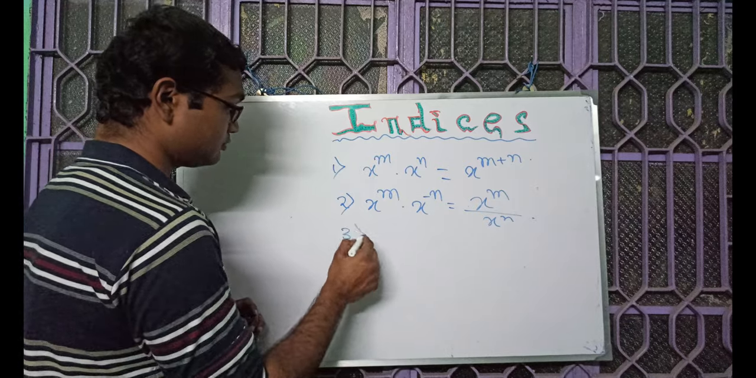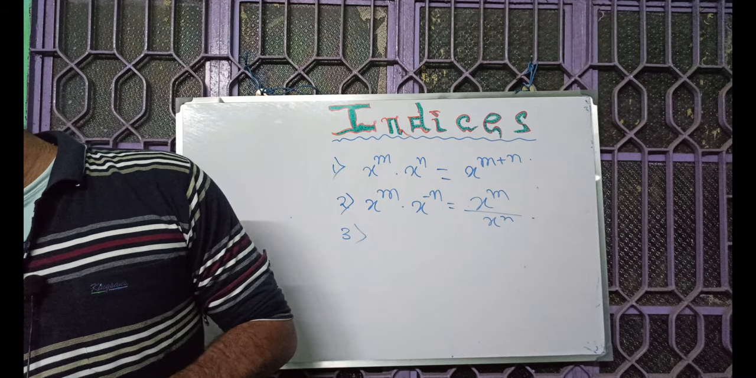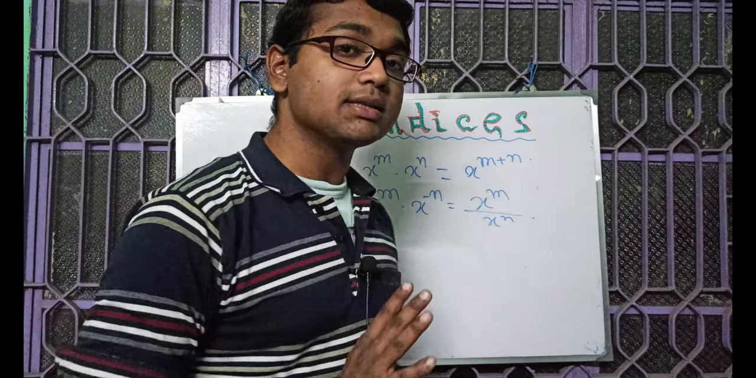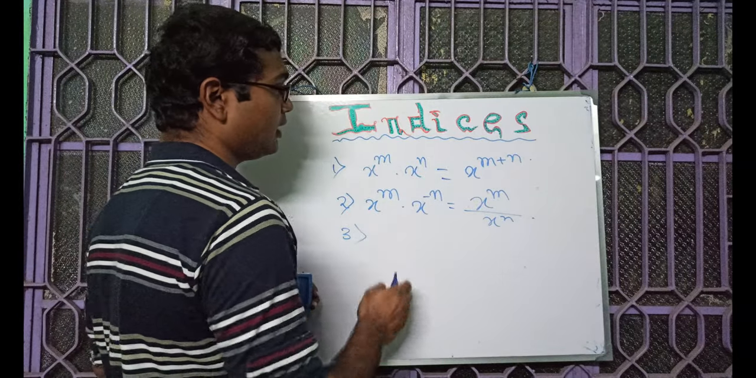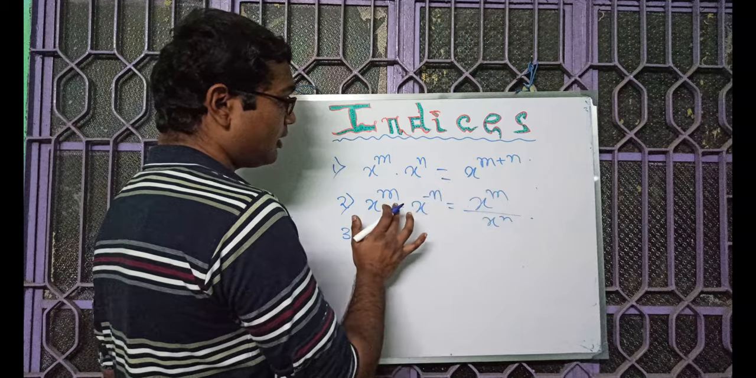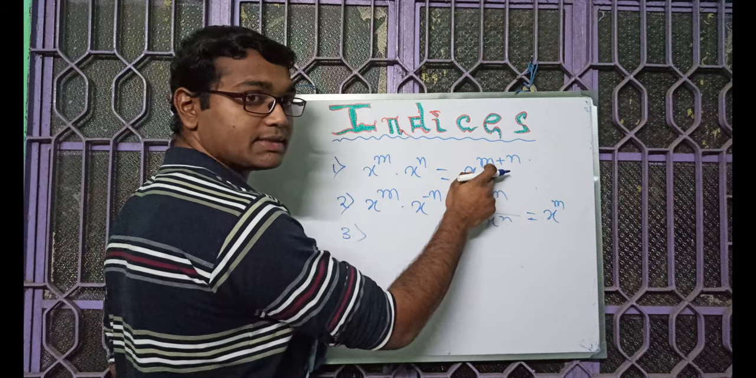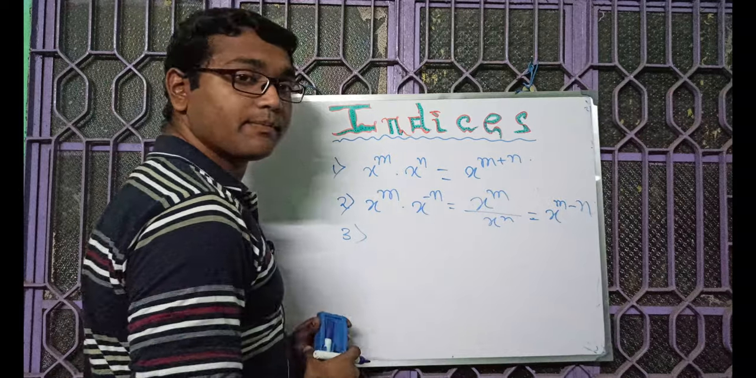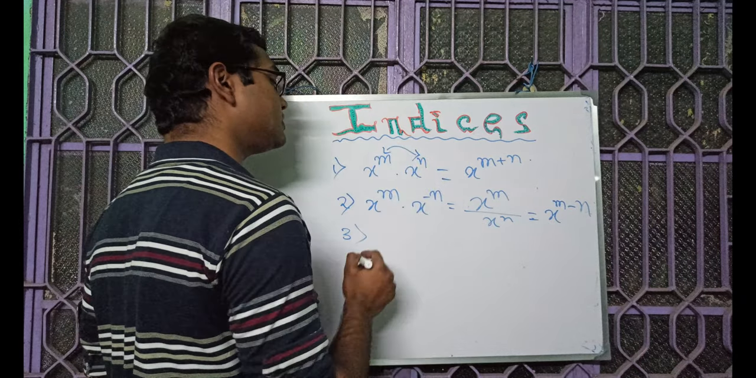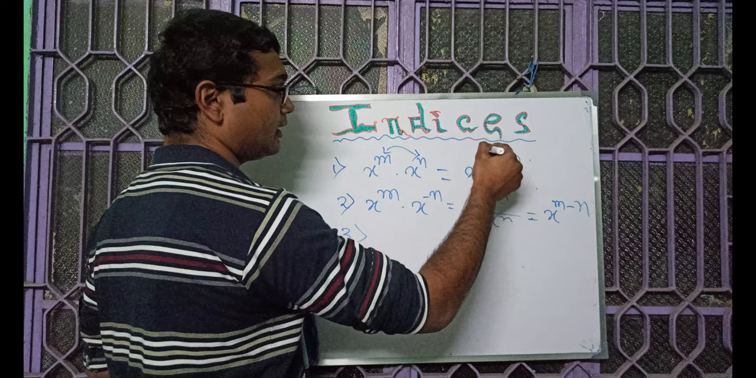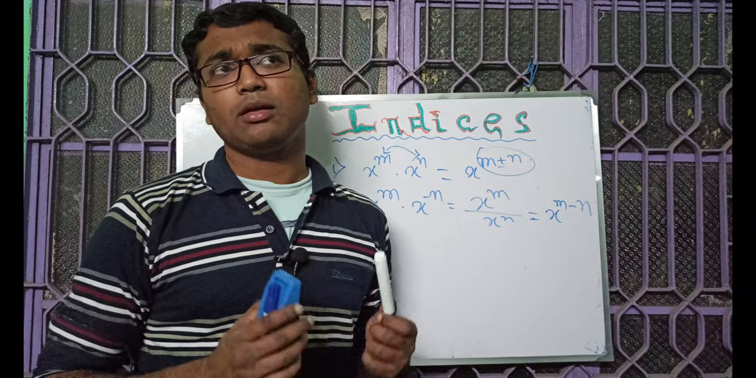Third one. This third one tells us about when two indices get multiplied. Okay, what is happening here? See, if we take this thing in the place of this one also, then what we shall get, x to the power m will remain as it is, but then there is a minus n. So what we have seen here, we have seen two powers or two indices are getting added, they are getting subtracted.